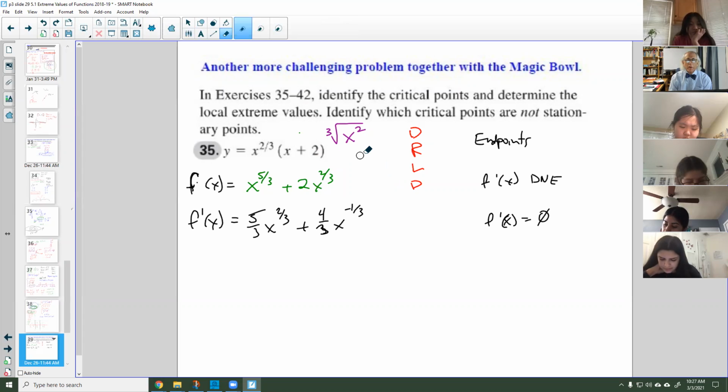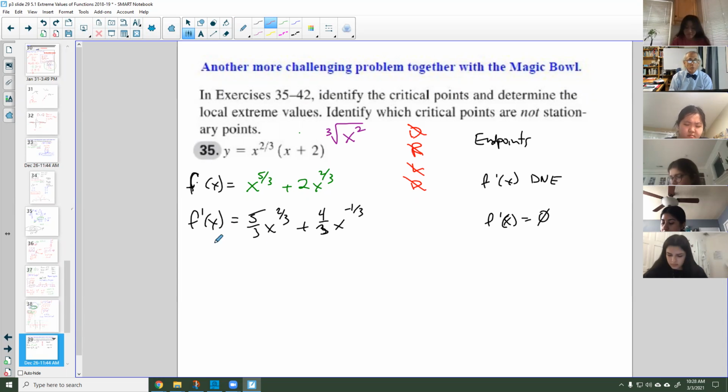So if there are no denominators with an even index, no radical signs, no logarithms, and I didn't define it, what's the domain? All real numbers. All real numbers is the domain. Let's write it here in green because my function is in green. The domain is negative infinity to positive infinity.